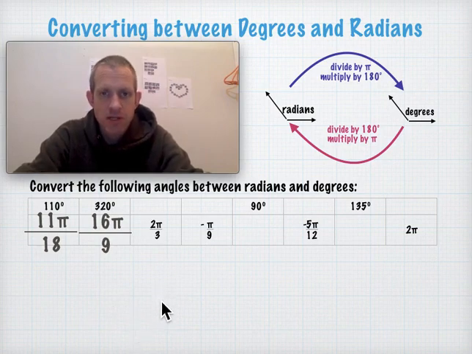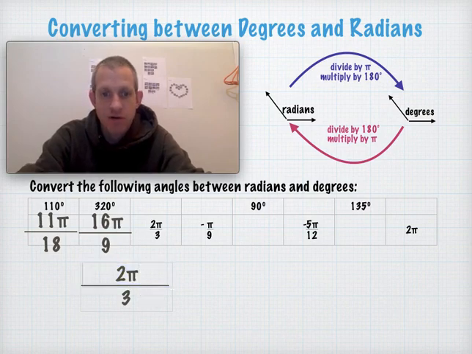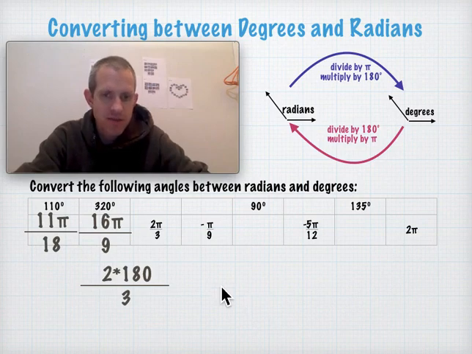If you need to convert the other direction, so here's 2 pi thirds, and you want to figure out how many degrees that is. So to do that, we will start by dividing by pi, and dividing by pi simply means not writing it anymore, right? If we divide by pi, it's gone, and then we need to multiply by 180. So 2 times 180 is 360. 360 divided by 3 is, I think, 120.